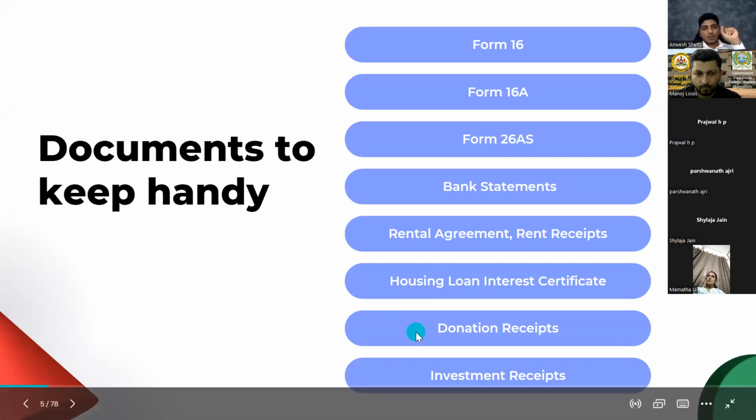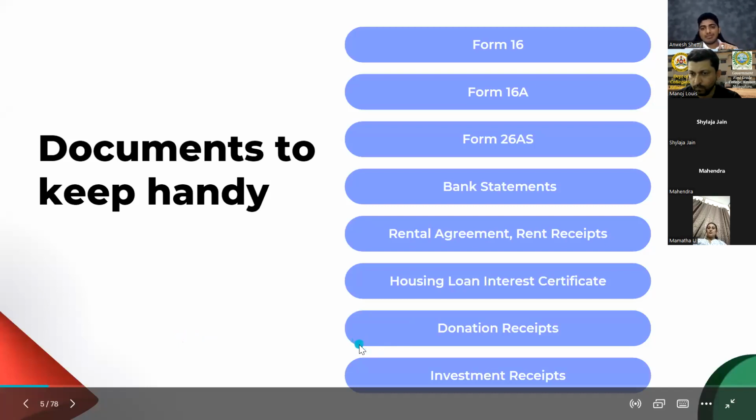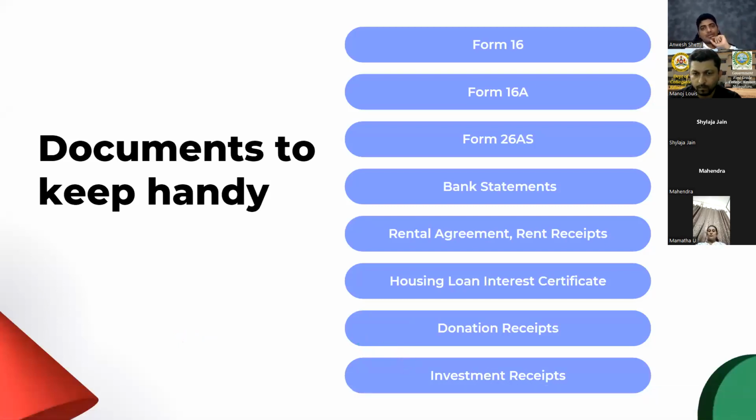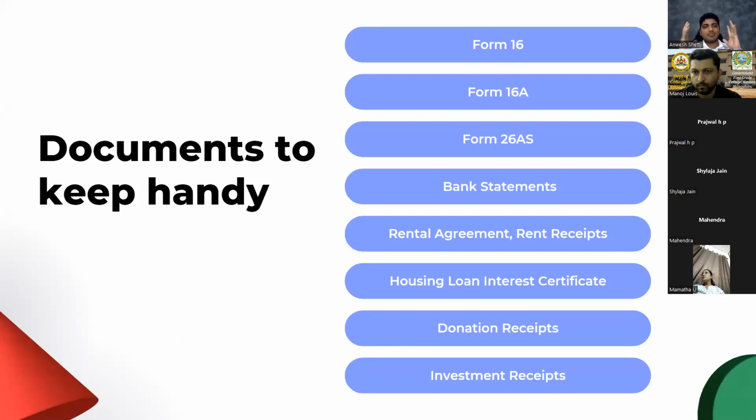If you want to claim 80G deductions, you must have donation receipts. Next, if you have made any other investments which are qualified investments for deduction under section 80C or some other section, you need to have investment receipts. So these are the documents which you need to have before you start opening this website. Okay, so this is a very basic, brief understanding of how I should get started with filing my income tax returns.